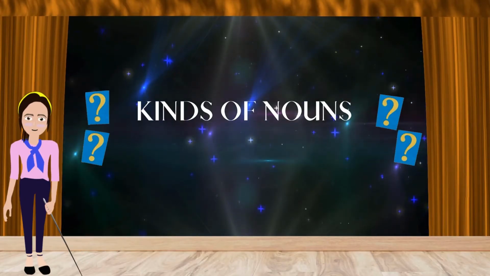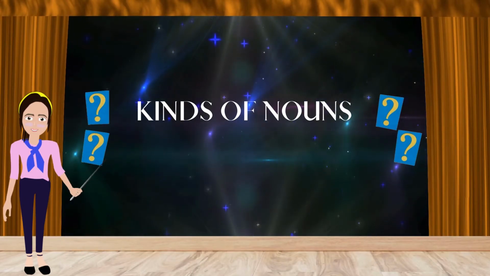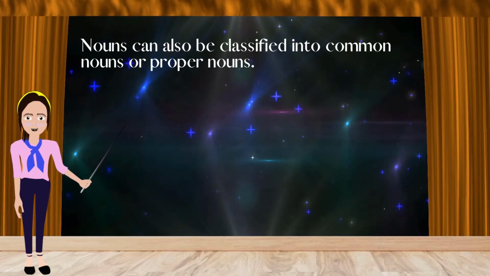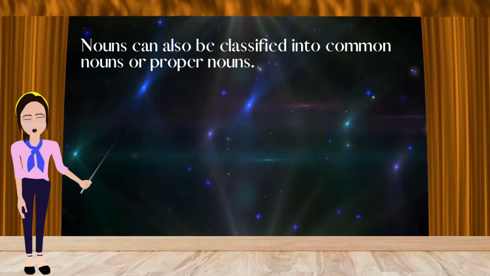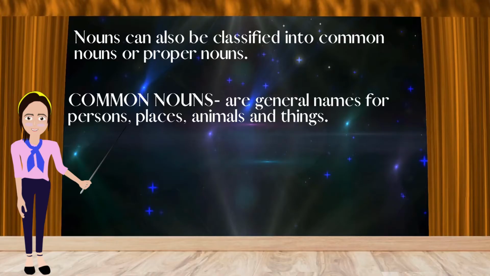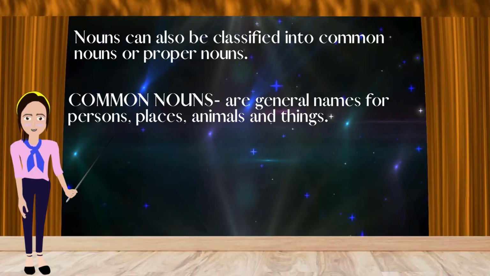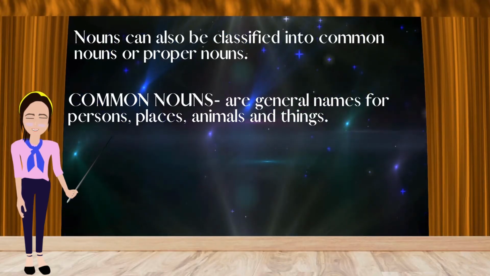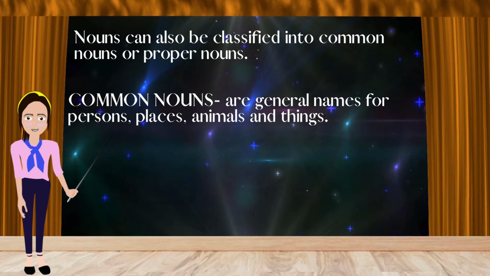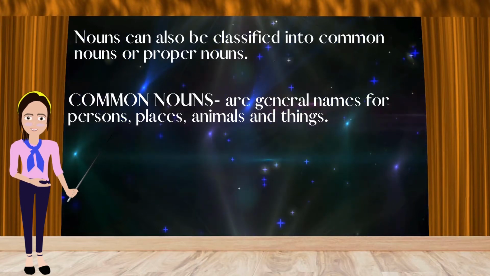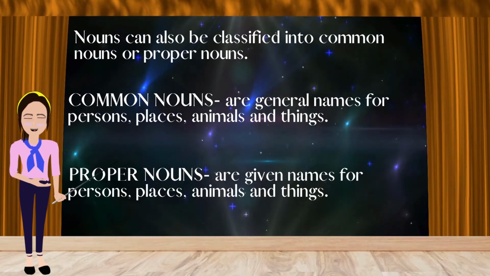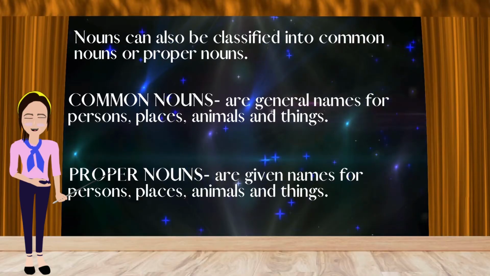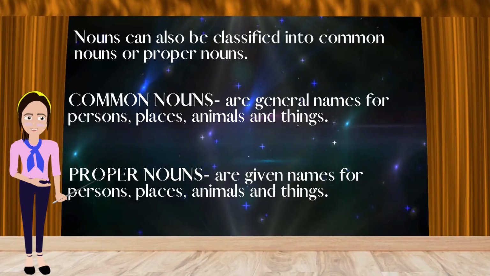But do you know that there are two kinds of nouns? Nouns can also be classified into common nouns or proper nouns. Common nouns are a general name for persons, places, animals, and things. While proper nouns are given names for persons, places, animals, and things.